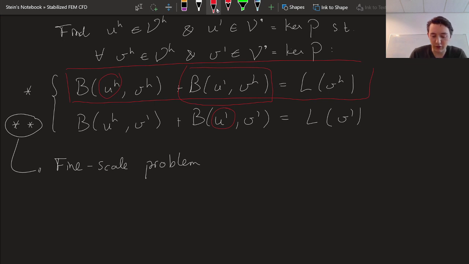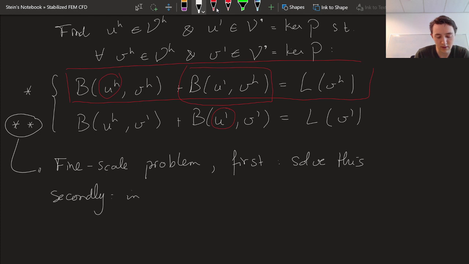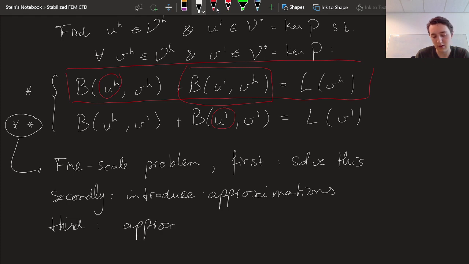So first we're going to try and solve this. Secondly, we're going to try and approximate this. We'll introduce approximations. And third, find or approximate. Well, what are we going to approximate?